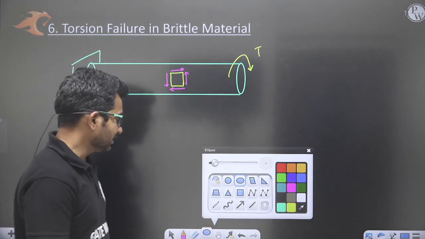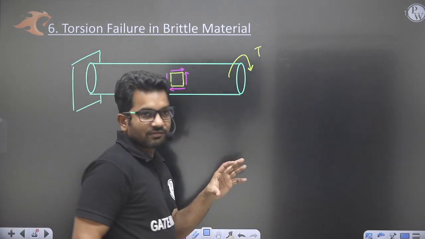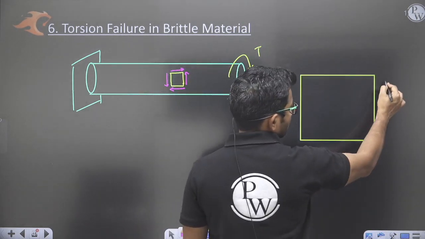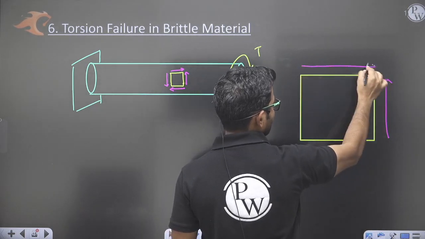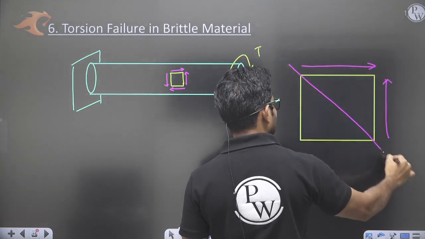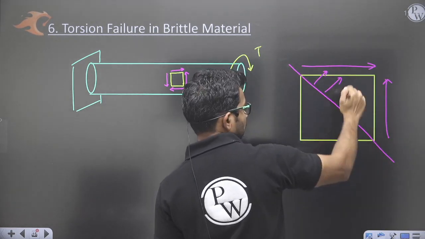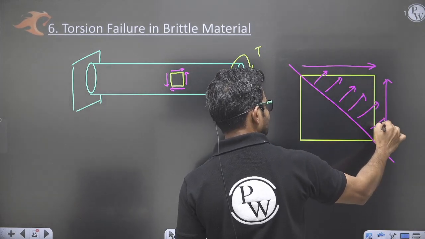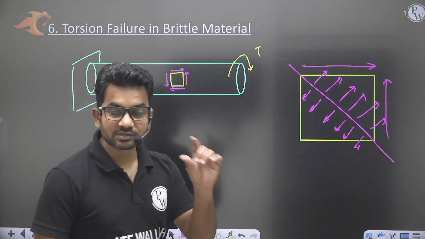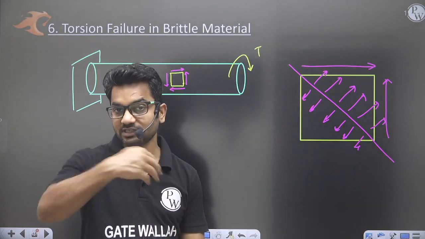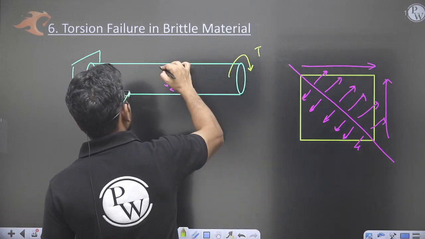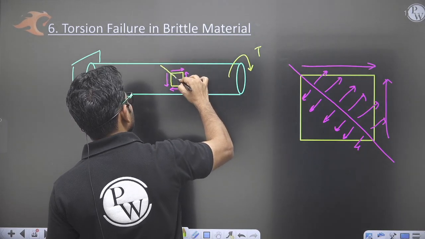So when this is weakest in tension, at what angle will we get tension? If we draw the element, we will see that because of this shear element, the tension will be at 45 degrees from here. The resultant of these two will give tension like this. And this maximum tension is on the surface only, not inside. So there will be a line like this on the surface.